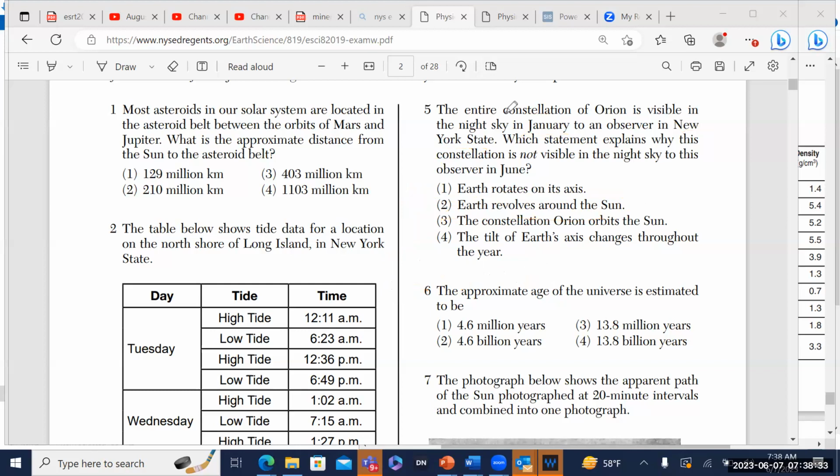Let's take a look at number 6. Number 6 is a memorization question. The approximate age of the universe is estimated to be, and this is just a factual question, 13.8 billion years. I know that depending on where you've learned this, some people may say 13.6 billion or 13.7 billion years. All right, but you want to choose the best answer for your multiple choice. That is for number 6.